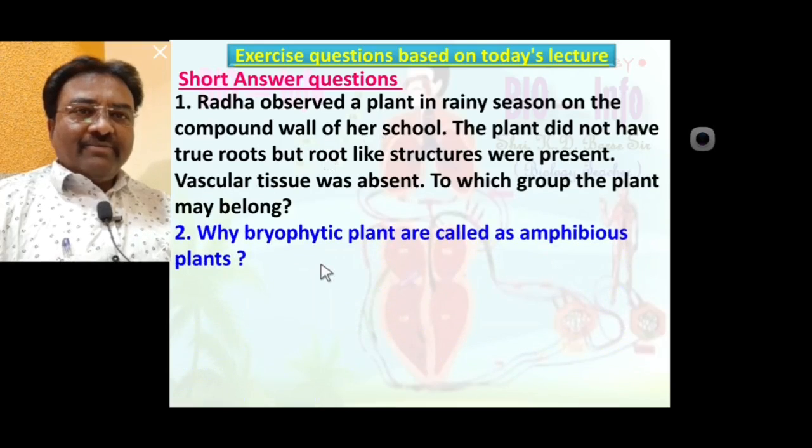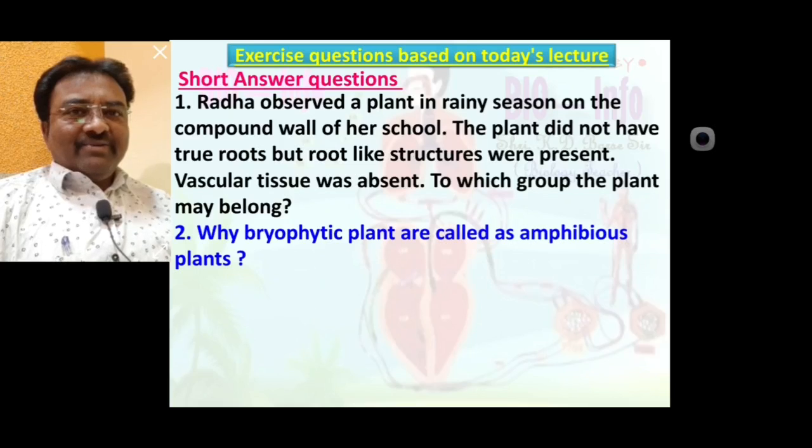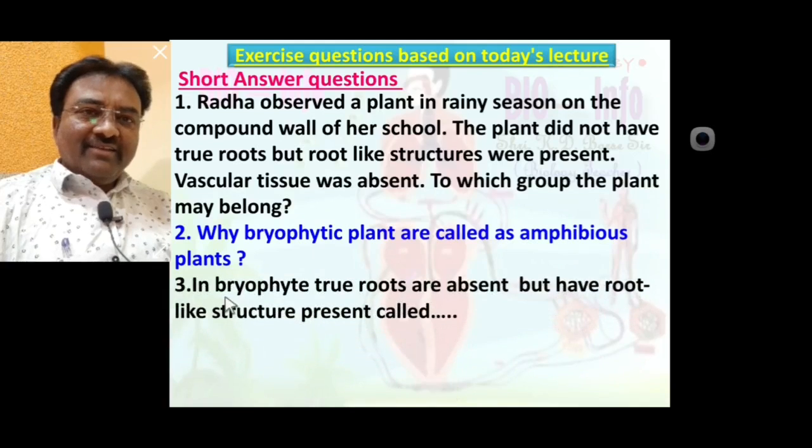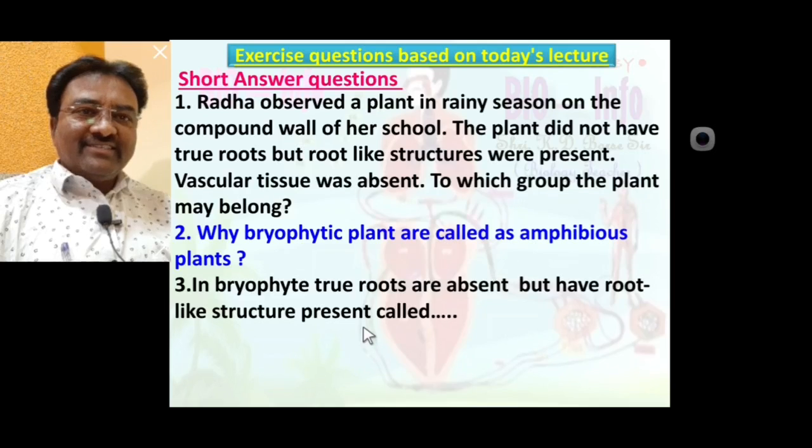Second, why are bryophytic plants called amphibians of the plant kingdom? Because bryophytic plants are terrestrial plants found in moist and shady places, but water is essential for fertilization and to complete their life cycle. So bryophytic plants are amphibious plants. In bryophytes, true roots are absent but root-like structures are present, called rhizoids.